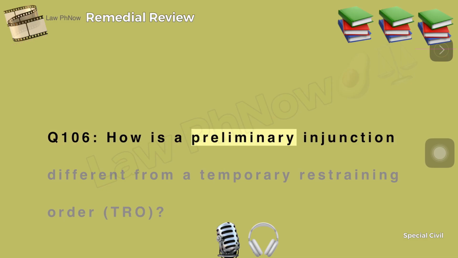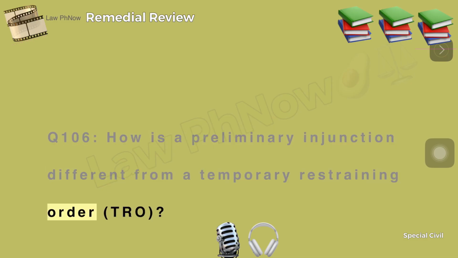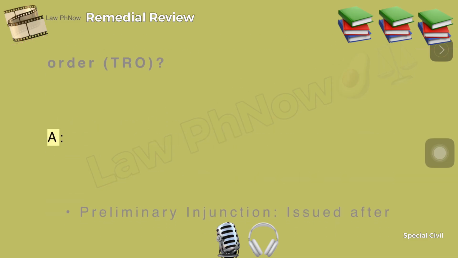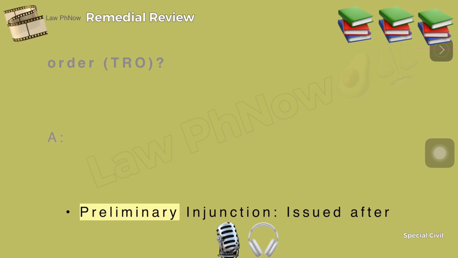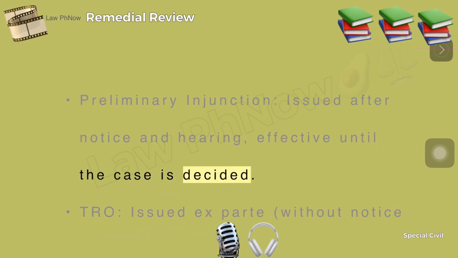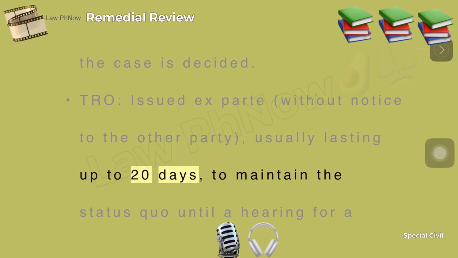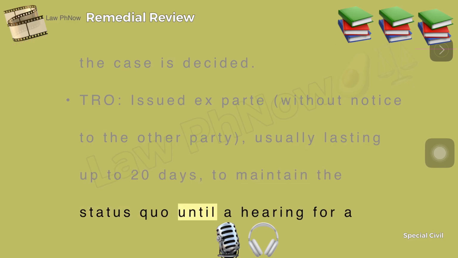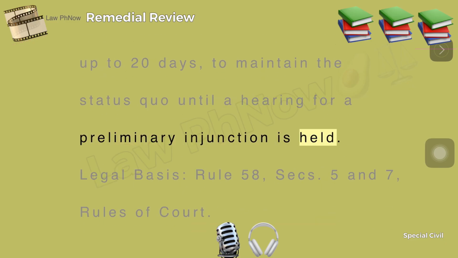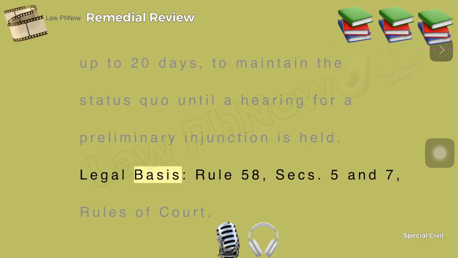Q106. How is a preliminary injunction different from a temporary restraining order, TRO? A. Preliminary injunction, issued after notice and hearing, effective until the case is decided. TRO, issued ex parte, without notice to the other party, usually lasting up to 20 days, to maintain the status quo until a hearing for a preliminary injunction is held. Legal basis, Rule 58, Sections 5 and 7, Rules of Court.